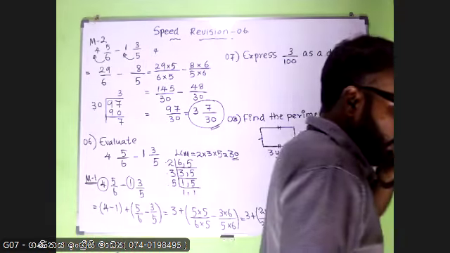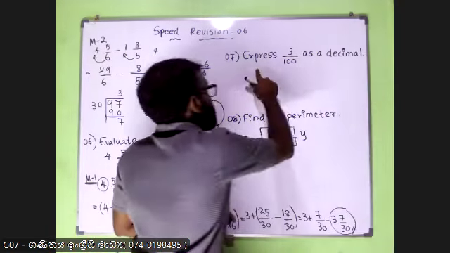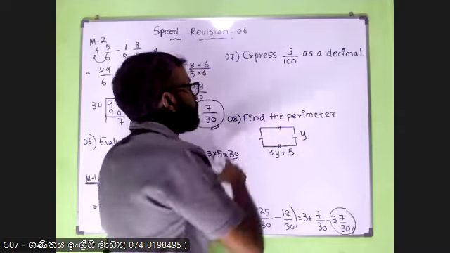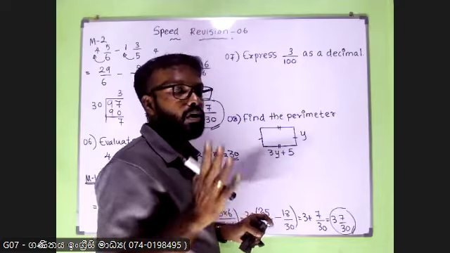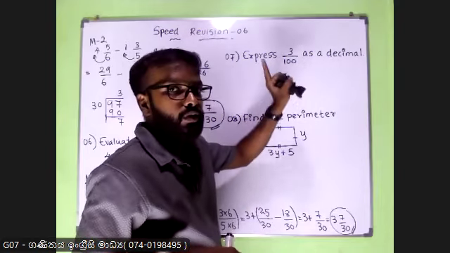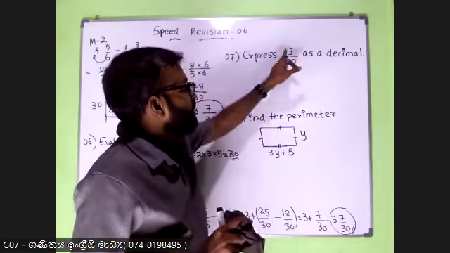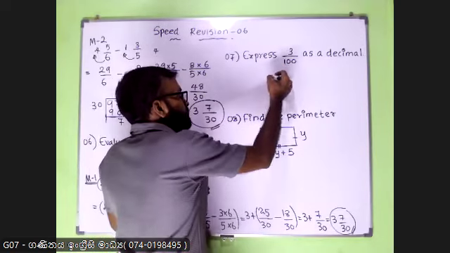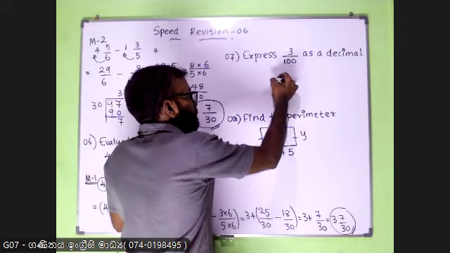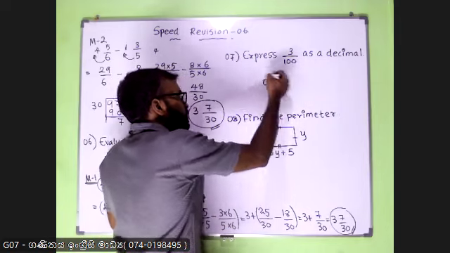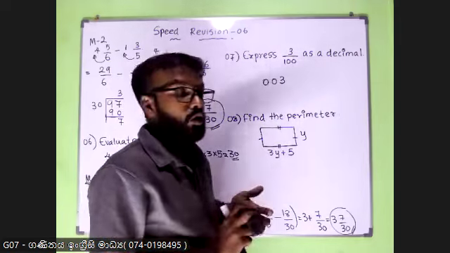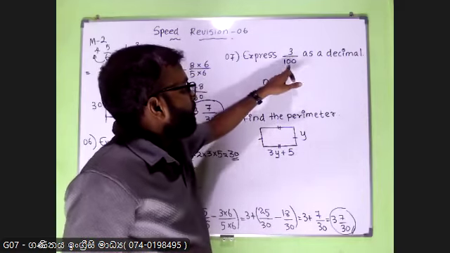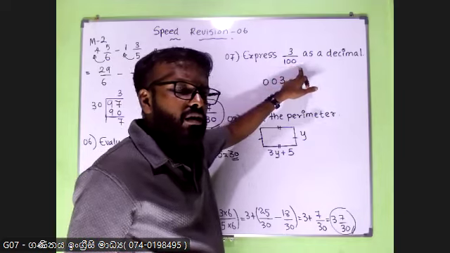Okay. So this one, express 3 upon 100 as a decimal. So you know how to convert this fraction into a decimal, right? So 3 needs to be divided by 100. So you have to first write 3 and put some zeros in front of this 3 because you are going to divide by 100.